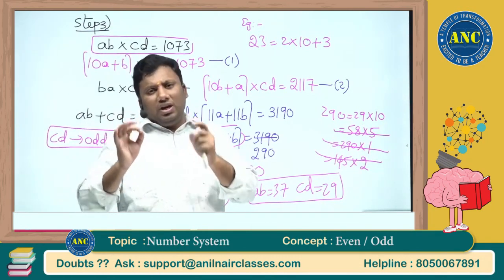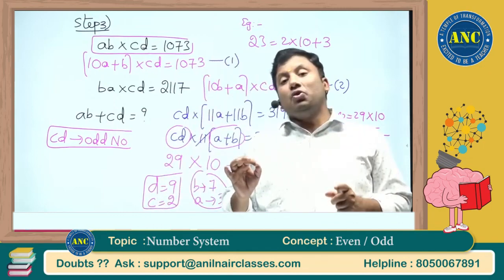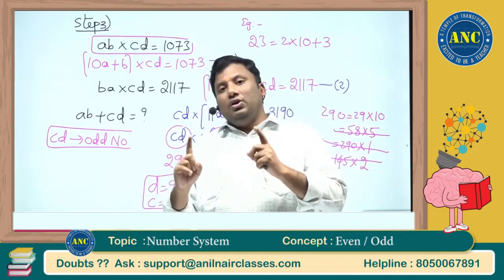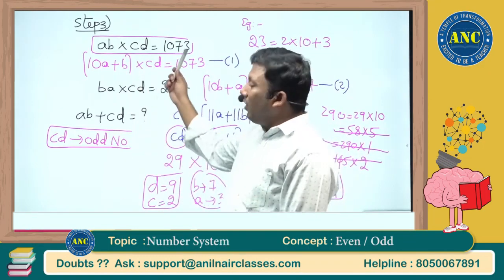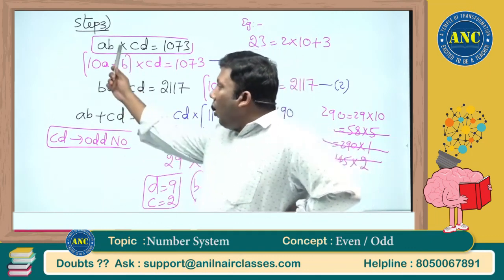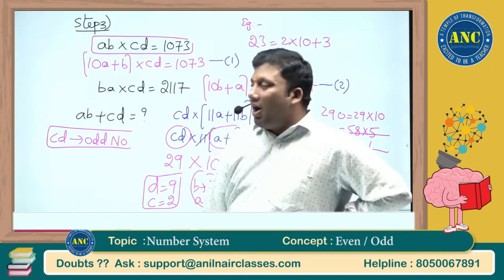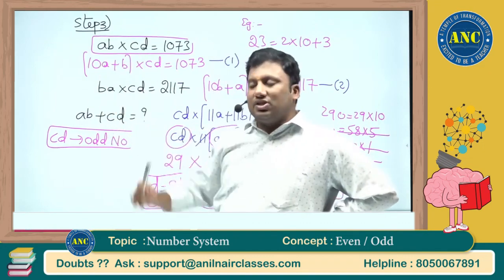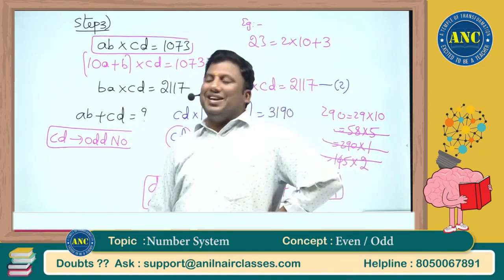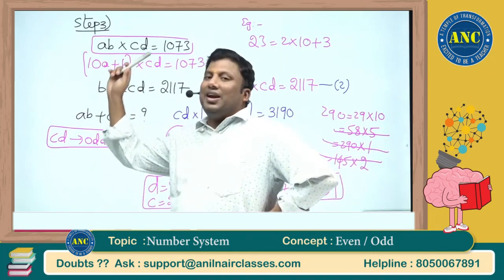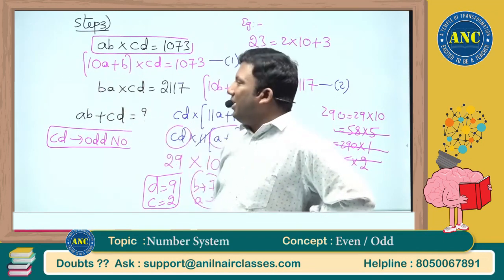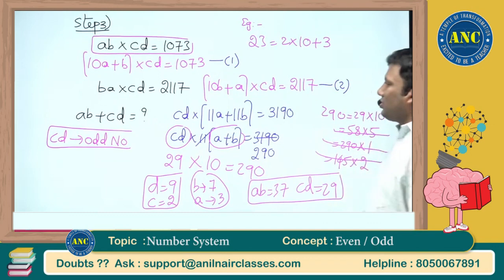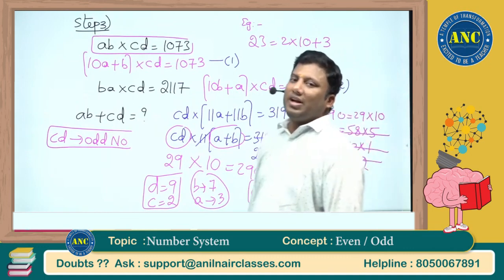Especially step number 3 is something you need to learn: how to decode the values of A, B, C, D. AB into CD is 1073. 1073 is an odd number. Odd into odd only can give you an odd number. AB is odd, CD is odd. Rightmost non-zero digit is 3. 1 3s are 3, 7 9s are 63. B can be 1, D can be 3. B can be 9, D can be 7. So from there, this will be 10A plus B into CD is 2117. Adding both of this, you will get the answer.